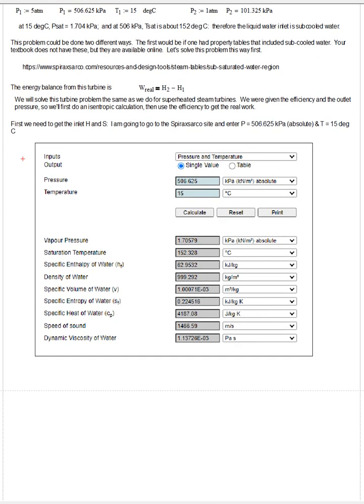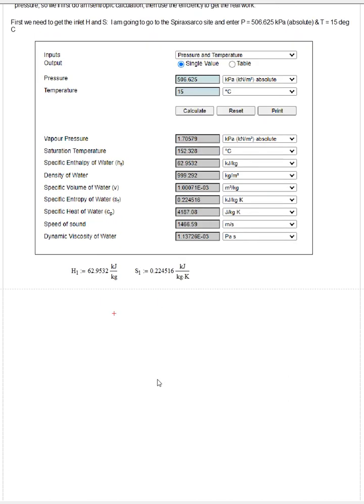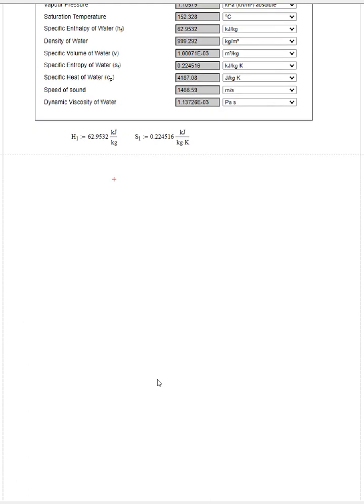And so that's what we do, and we simply read off the inlet entropy and enthalpy. Inlet enthalpy is about 62.9 kilojoules per kilogram. The inlet entropy is 0.224516 kilojoules per kilogram Kelvin. So those are the inlet conditions. Now we need to do the isentropic case.